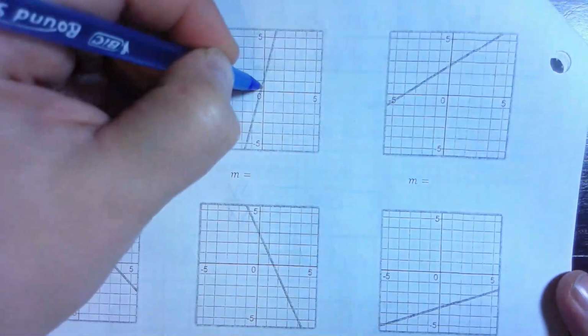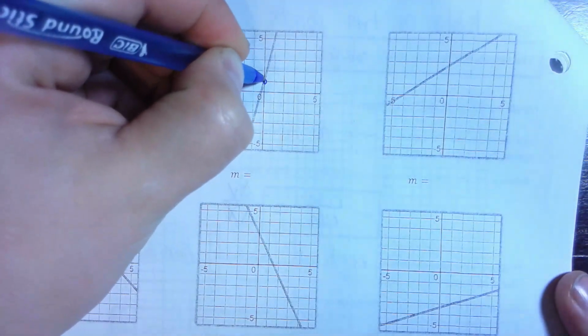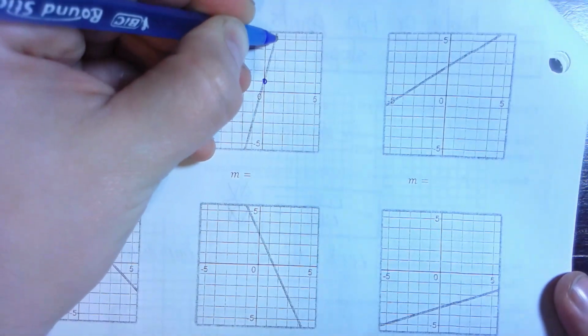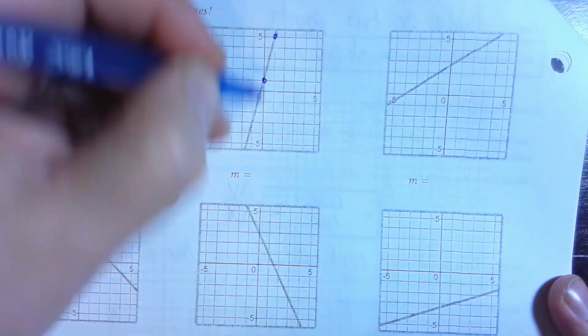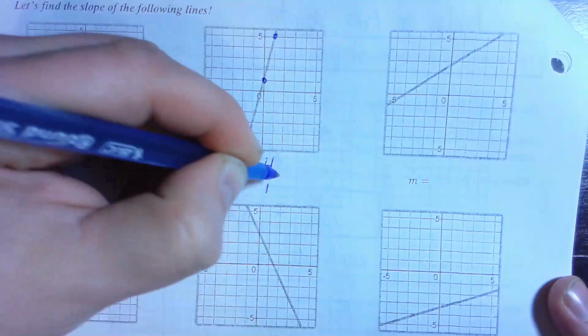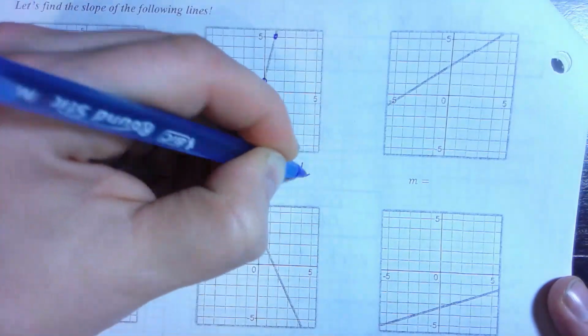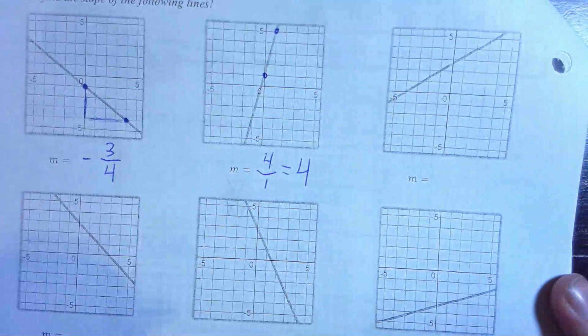Okay, let's continue. That perfectly hits the grid line. That perfectly hits the grid line. Up 1, 2, 3, and 4 over 1. Up 4 over 1. Well, 4 divided by 1 is just plain old 4. This is a slope of 4.